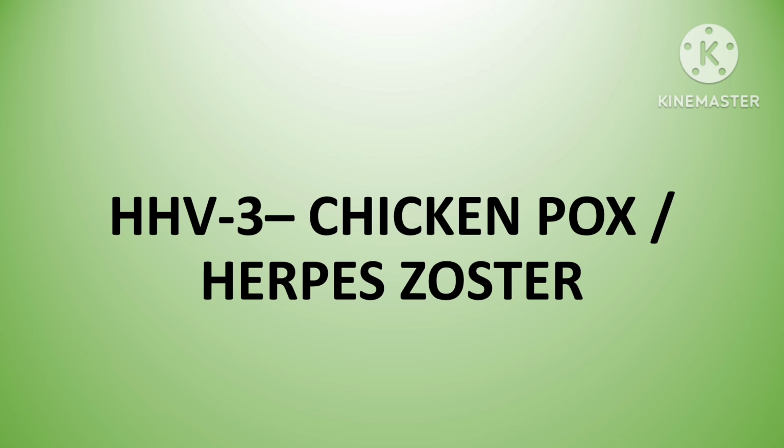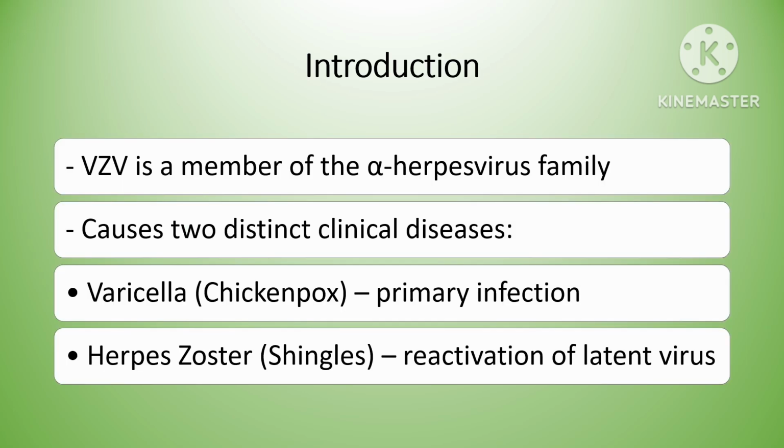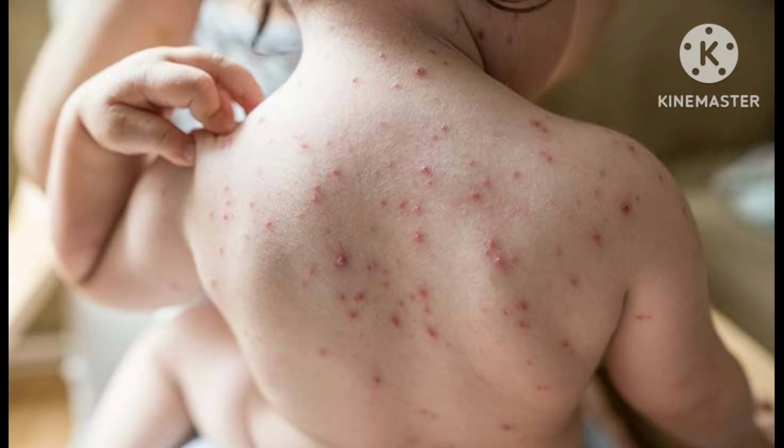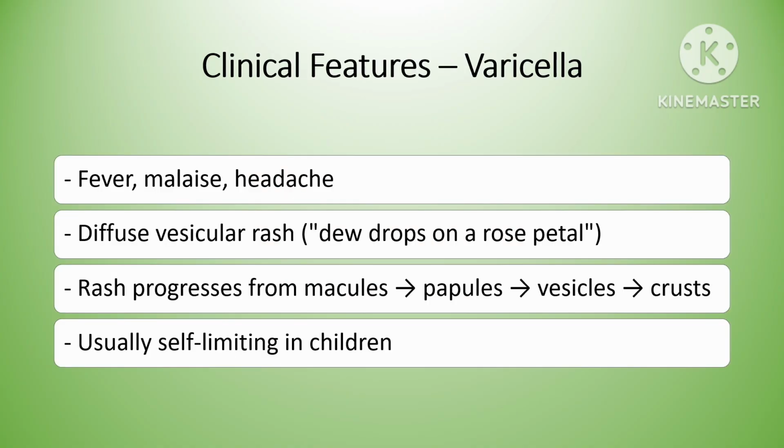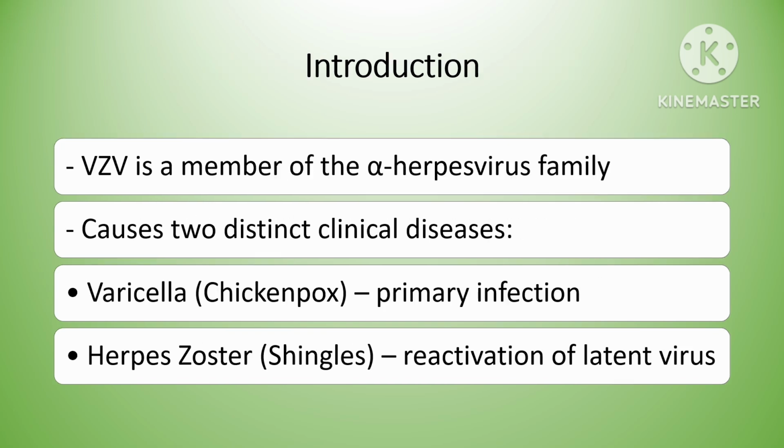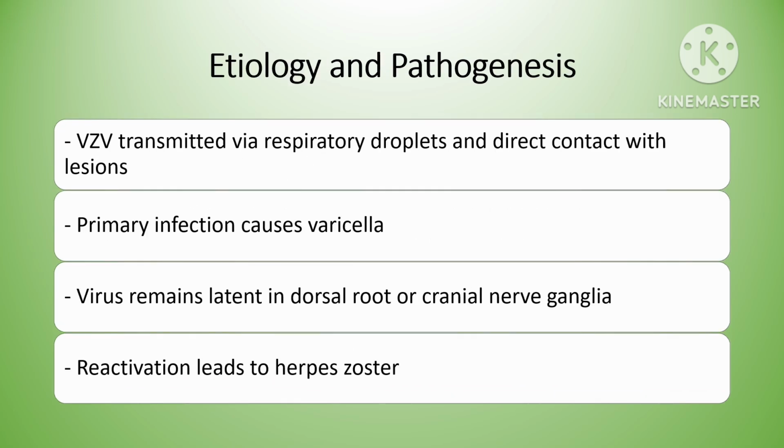HHV-3, or Varicella-Zoster Virus, causes two related diseases, chickenpox and shingles. Chickenpox is a primary infection mostly seen in children. It spreads through the air or on contact with the fluid from the blisters and causes fever and a widespread itchy rash with vesicles in different stages. After the infection clears, the virus becomes latent in nerve ganglia.